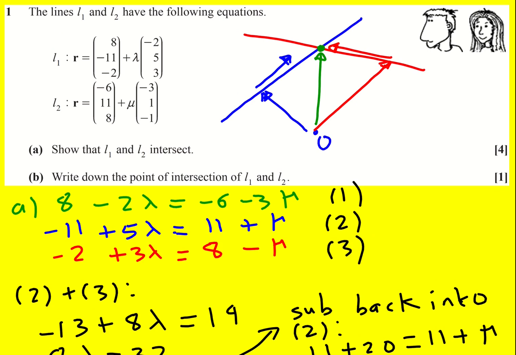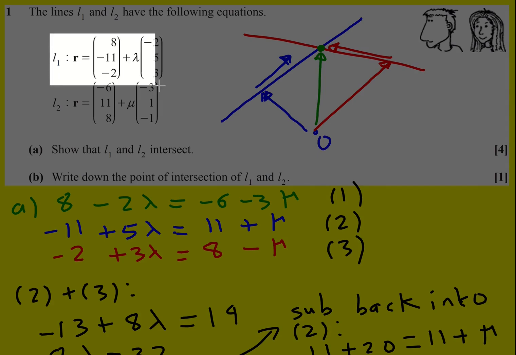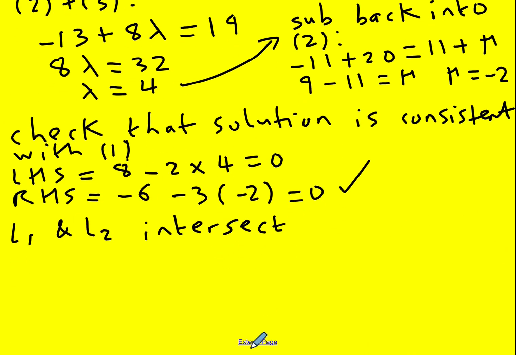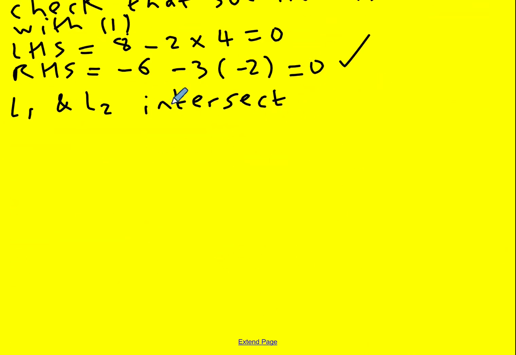For B, we're just asked to find the point of intersection of L1 and L2, and all we need to do is actually substitute in either the mu or the lambda. So I'm going to substitute it into the first one. If you want to be extra careful, you could just substitute it into both. But we can be pretty sure our solution is okay, especially because we've got 0 there.